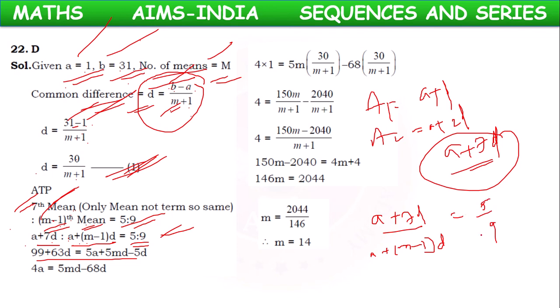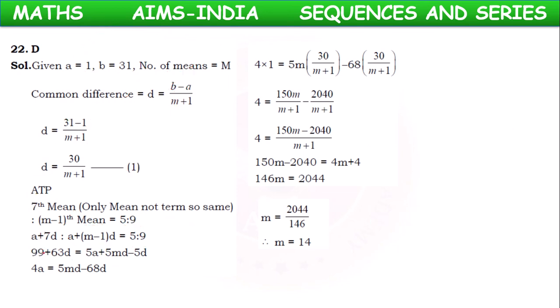If you cross multiply, 9 into a, 9a, 9 into 7, 63d. This is 9a children, not 99. This is 9a plus 63d equal to, with 5, 5 into a, 5a, 5 into m, 5m, 5 into 1, 5. If you multiply with d, 5 into d into m, 5md, 5 into d into minus 1, minus 5d. This value we will get. This 5a will go left hand side. 9a minus 5a equals 4a. This 63d will come right hand side. So 5md minus 5d minus 63d, which is equal to minus 68d.